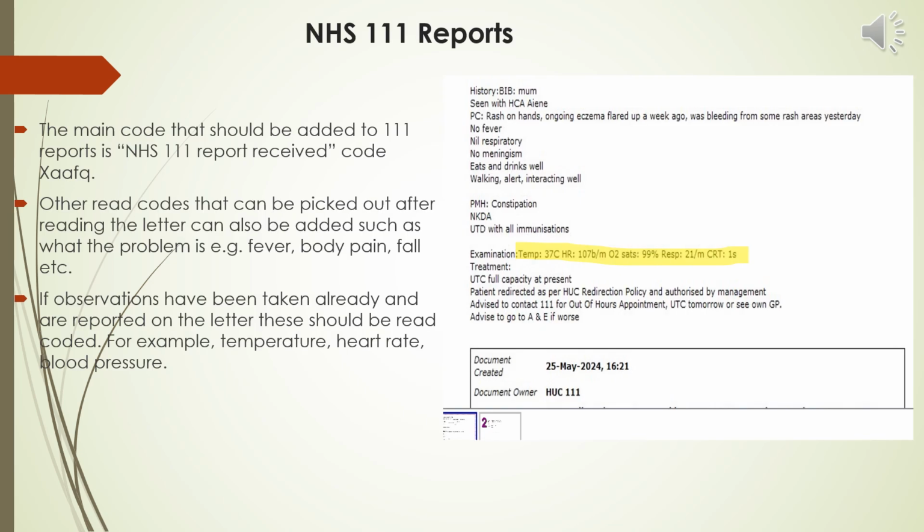The main code that should be added to a 111 report is NHS 111 report received, code XAAFQ. Other read codes that can be picked out after reading the letter can also be added, such as what the problem is, for example, fever, body pain, a fall, etc. If observations have been taken already and are reported on the letter, these should be read coded as well, for example, temperature, heart rate, blood pressure, and so on.